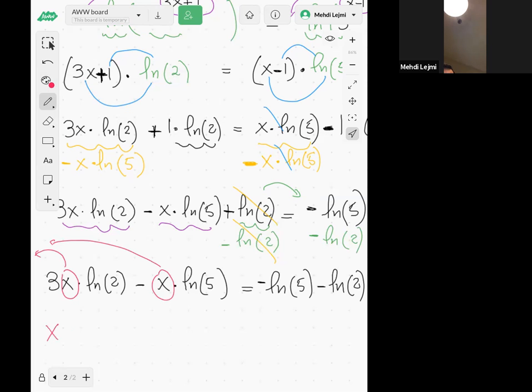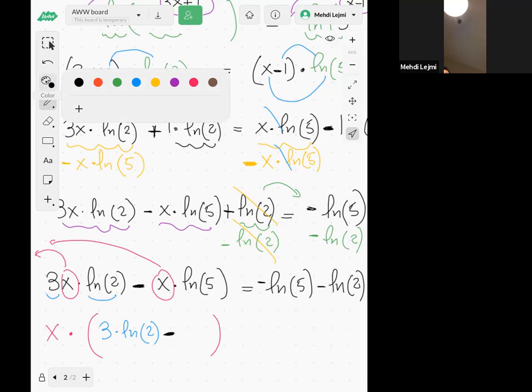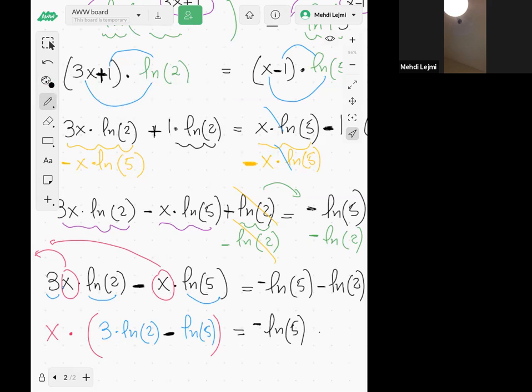So here's my x as a common factor, parentheses. And then if you pull out x here, you are left with 3 times natural log of 2. There's a minus, so here's my minus. And then the second term, if you pull out your x, you are left with natural log of 5. So minus natural log of 5. And the right side is just going to be the same thing: minus natural log of 5 minus natural log of 2.